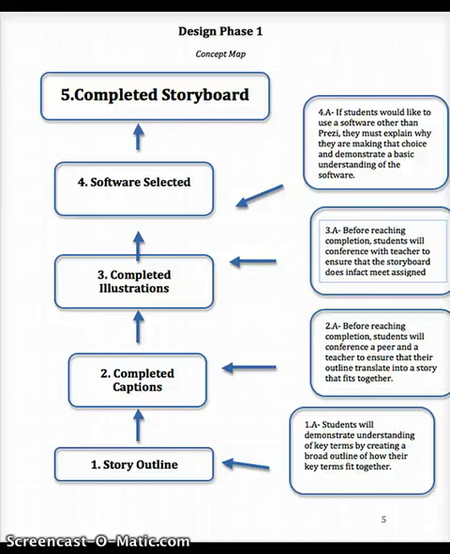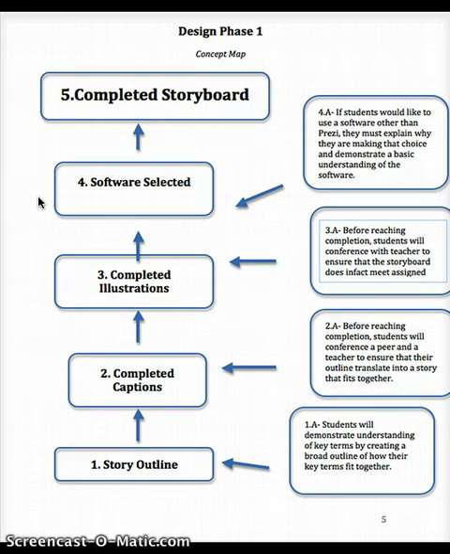So as you can see by the concept map that I created, they create a story outline, they make captions and illustrations for their storyboard, and then there is a step that I didn't have kids do because they were not going on to create the digital story as part of this lesson. But when implementing this in real life, they would be selecting the software that's appropriate for telling their digital story.